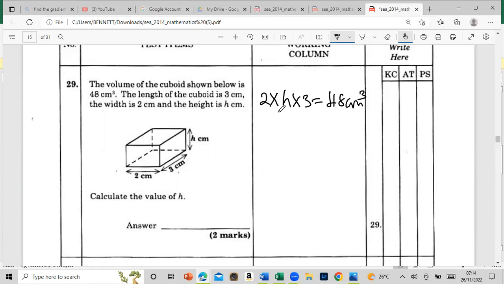So 3 times 2, that's 6. So we can say 6h equals 48. So all we have to do now is divide by 6, and that is our answer. 48 divided by 6, so h, which represents the height, is 8 centimeters. If you check it, 2 times 3 is 6, and 6 times 8 is 48. Very nice question. We're going to stop at 30, but there's a part two.